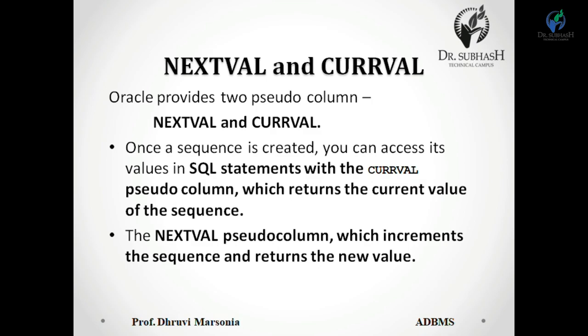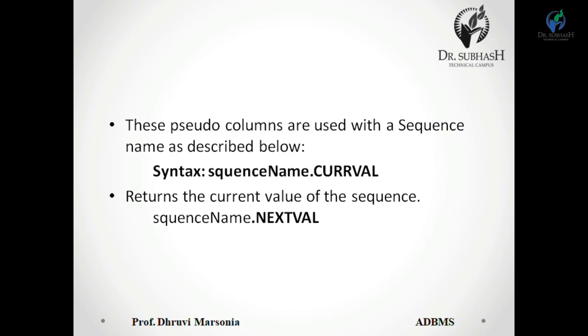Once a sequence is created, you can access its value in an SQL statement with the currval pseudo column, which returns the current value of the sequence, and the nextval pseudo column, which increments the sequence and returns the new value. The pseudo columns are used with the sequence name as described below. Syntax: sequence name dot currval, sequence name dot nextval.